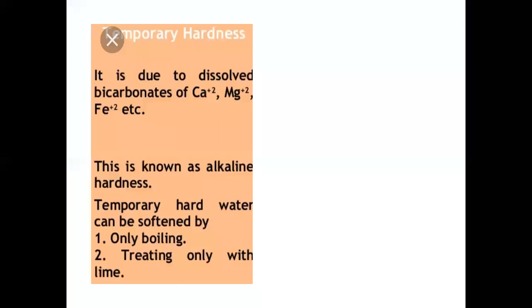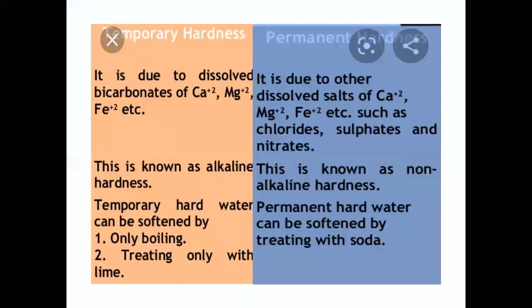Differences between temporary hardness and permanent hardness. Temporary hardness, as I told you, is caused by the bicarbonates of calcium and magnesium, while permanent hardness is caused by the chlorides and sulfates of calcium and magnesium. Temporary hardness is called alkaline hardness, and permanent hardness is called non-alkaline hardness. Temporary hard water can be softened by boiling and by treating with lime, while permanent hardness can be softened by treating it with soda.